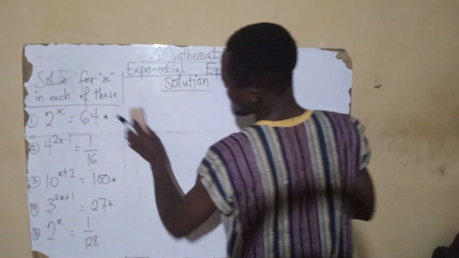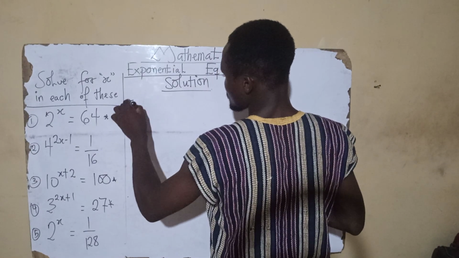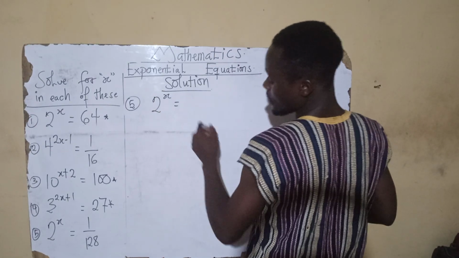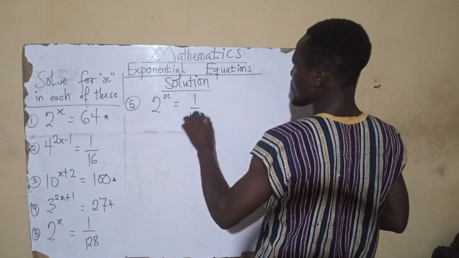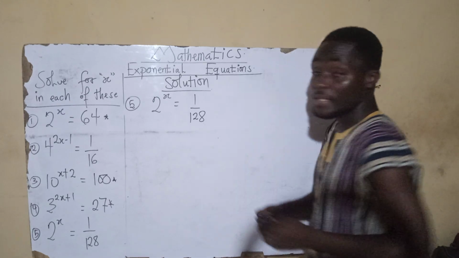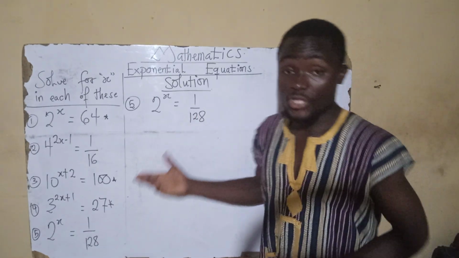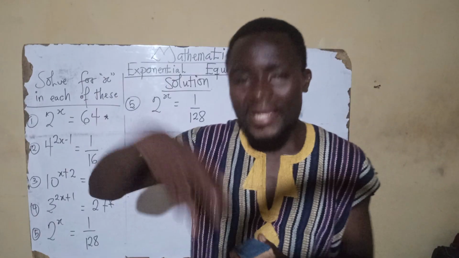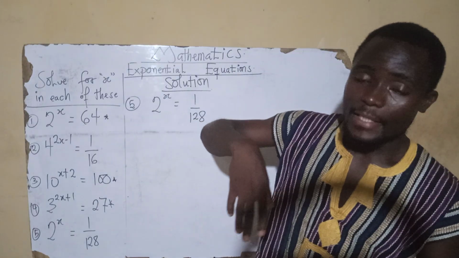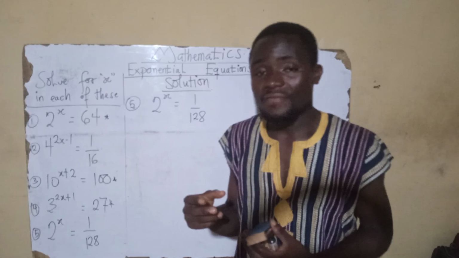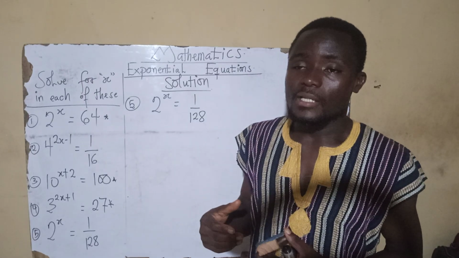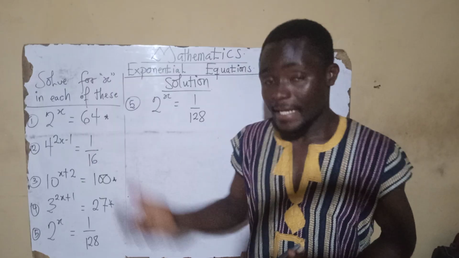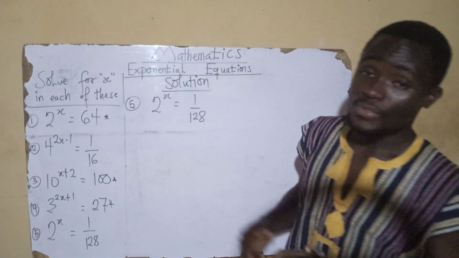So question number 5. I have 2 power x, which is equal to 1 out of 128. So this is also an exponential equation problem, but this time around there is a fraction within the question, and here we have to make sure that the fraction goes away, and in going away we convert the fraction to become a whole number. So this is what we are going to do here.